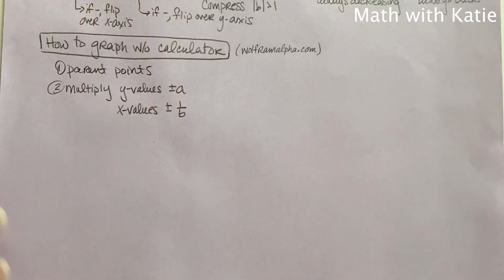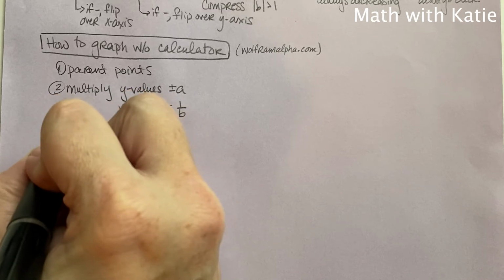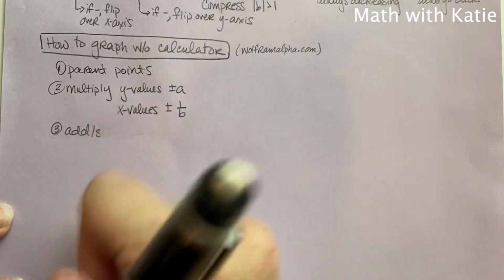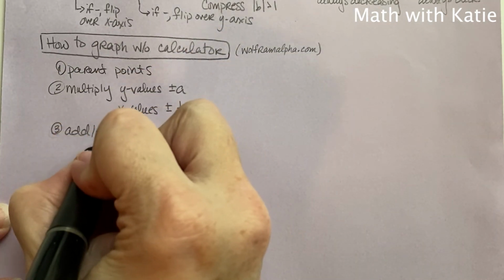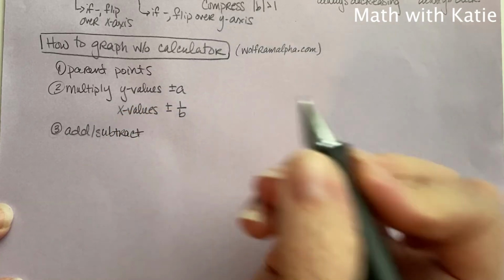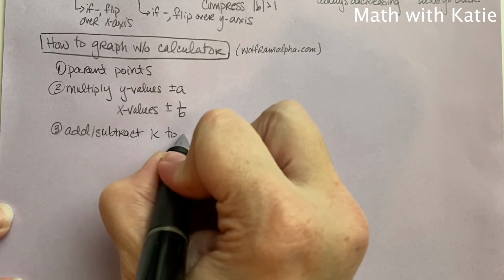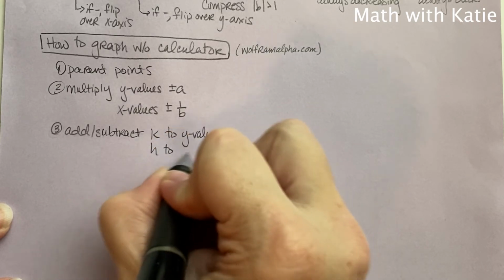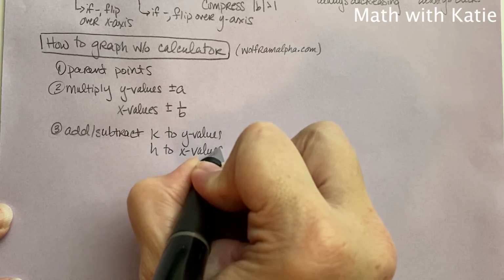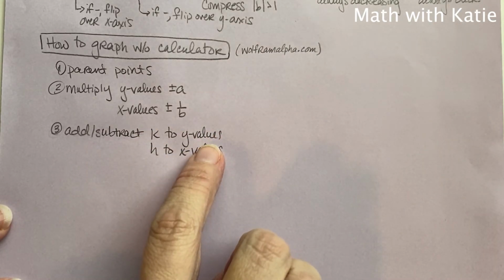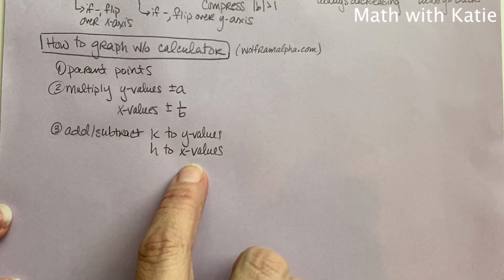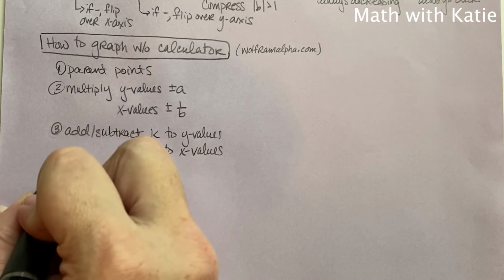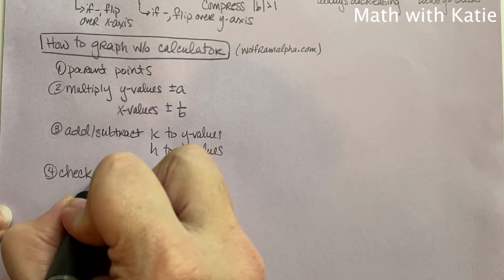Okay, all right, number 3, you're going to add or subtract k to the y values and h to the x values. Because remember, k controls up or down, which is the y-axis. H controls right or left, which is the x-axis. And always remember, this is going to be opposite again. Okay, step 4, just check your points.